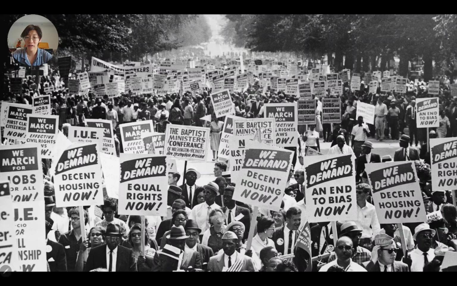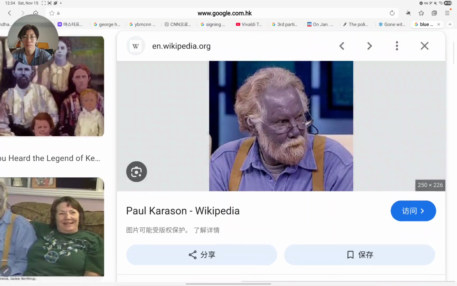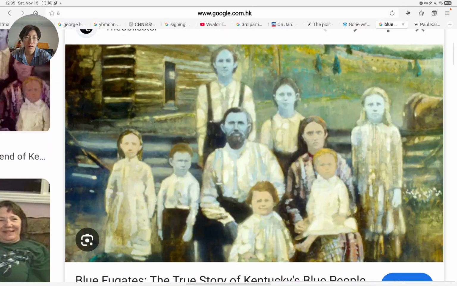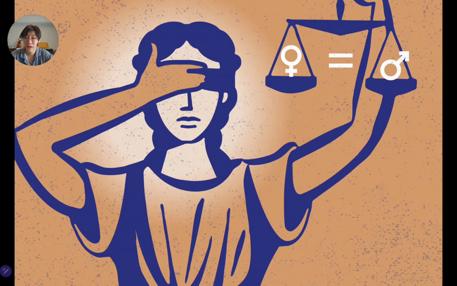It's just that now we have to make sure that black people and white people and yellow people, and this is ridiculous, but apparently blue people do exist. Don't believe me? Here, blue people exist, and for some reason they're only in Kentucky. But the point is equal rights. That was the whole point.